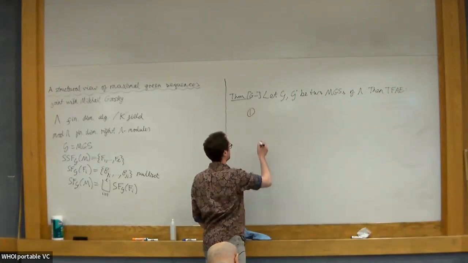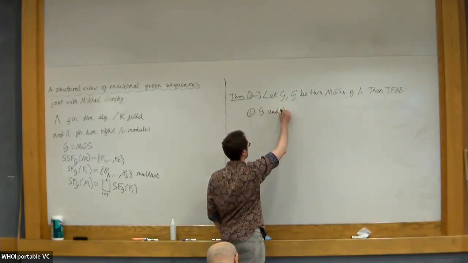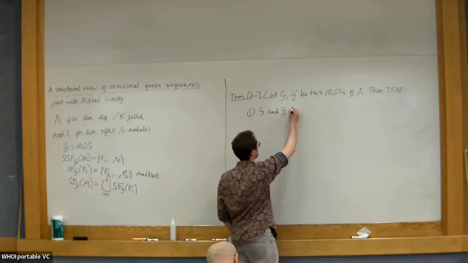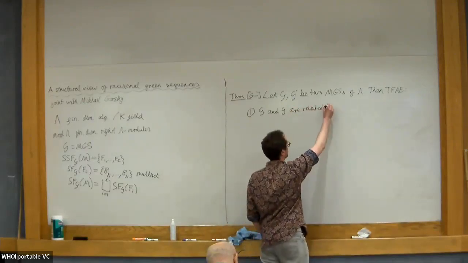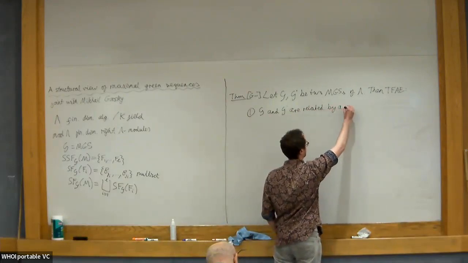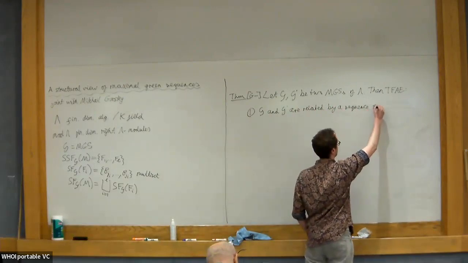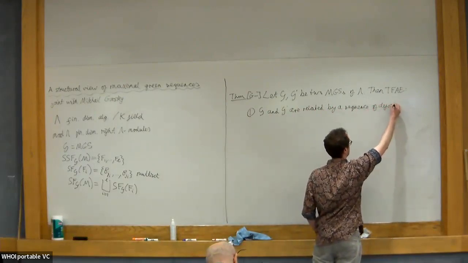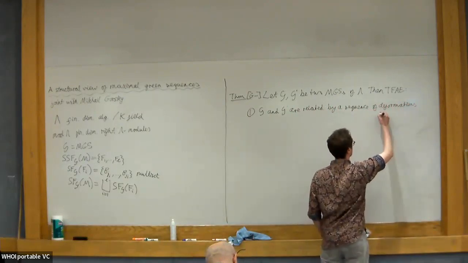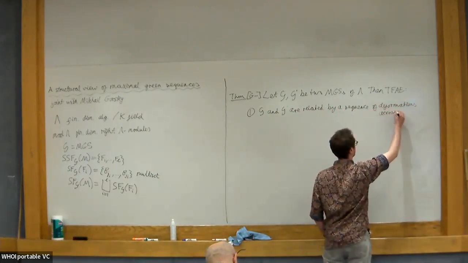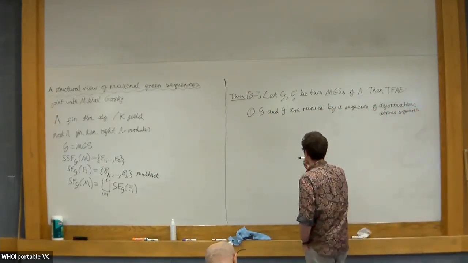So firstly, G and G prime are related by a sequence, and I'm going to say what this means, of deformations across squares. So what does this mean?